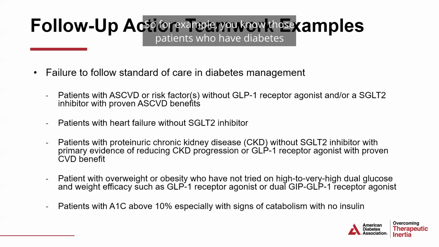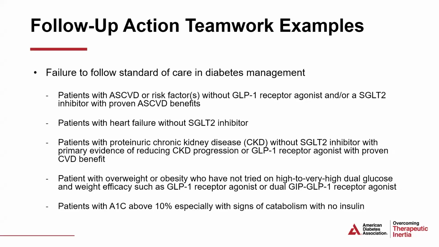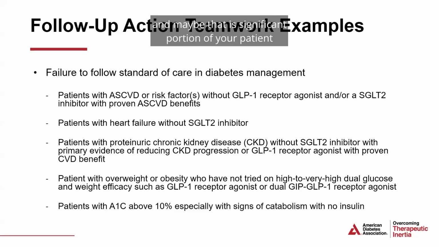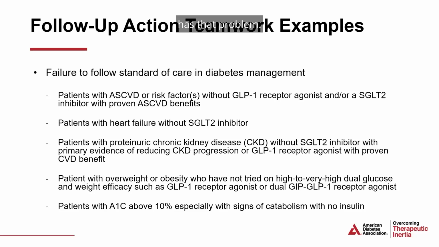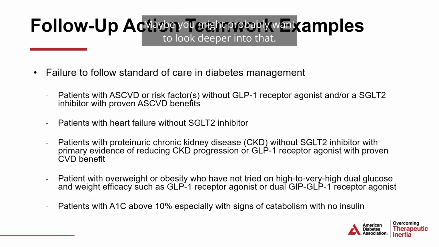For example, take those patients who have diabetes, who are in the TI report, and also have heart failure. According to the latest recommendation, for those who have heart failure, even if the A1C is at target, we should probably use SGLT2 inhibitors unless there is a contraindication, right? So just look at your patient list. If the patient has heart failure and is not on SGLT2 inhibitors, and maybe that is a significant portion of your patients, you might want to look deeper into that. Why is that? What is the reason?